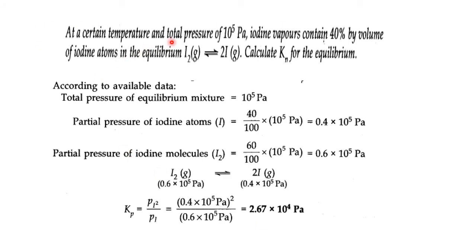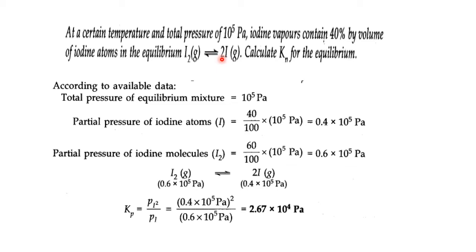At a certain temperature and a total pressure of 10 to the power 5 pascals, iodine vapors contain 40% by volume of iodine atoms in the equilibrium. Calculate Kp for the equilibrium. This is a gaseous reaction. Therefore, we don't use molar concentration. We use Kp, P for pressure, partial pressure. Iodine molecular gaseous state is in equilibrium with what? Iodine atoms. This is the equilibrium.